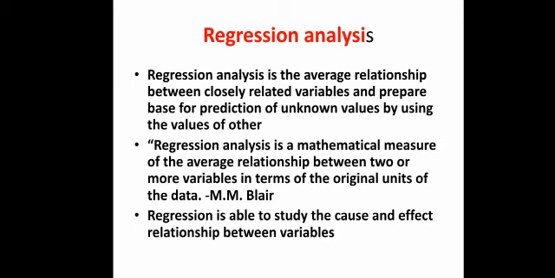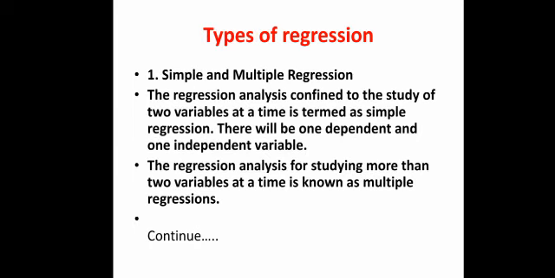Next, types of regression. On the basis of involvement of variables and the nature and extent of relationship, regression is of the following types. First, simple and multiple regression. The regression analysis confined to the study of two variables at a time is termed simple regression. There will be one dependent and one independent variable. The regression analysis for studying more than two variables at a time is known as multiple regression.